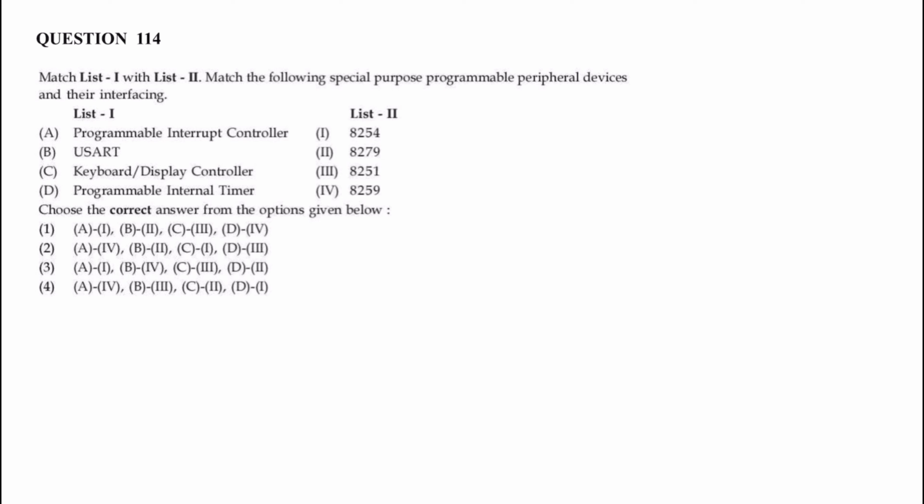Programmable interrupt controller, that is 8259. USART, 8251. And then keyboard or display controller, 8279. Programmable interval timer, that is 8254. Correct option is A4, B3, C2, D1, that is option 4.